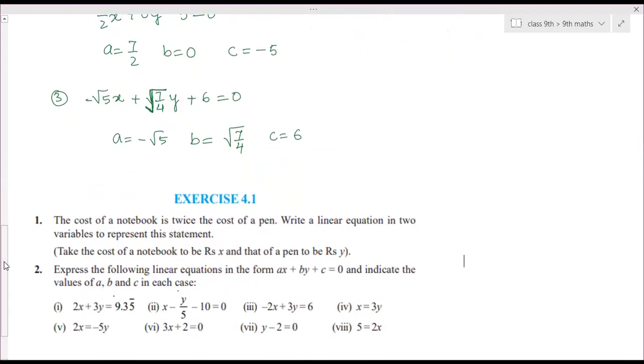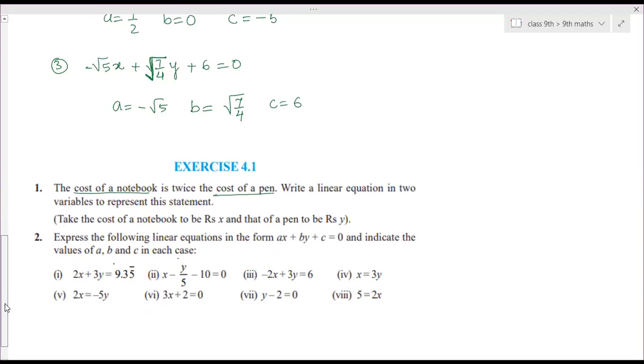This is the first exercise of NCERT. The cost of a notebook is twice the cost of a pen. Write the linear equation in two variables to represent this statement. The cost of a notebook is 2 times the cost of a pen. We don't know either of them, so we will consider the cost of notebook as X and the cost of pen as Y. The question is not needed, it is NCERT.